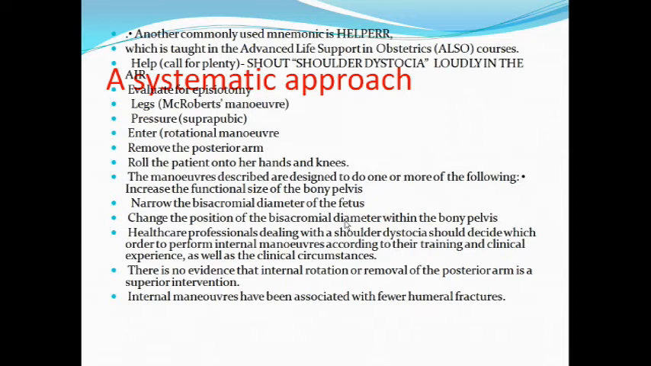E for evaluate the episiotomy. See if it is able to liberally extend the episiotomy to deliver the baby. Then if that does not happen, what will you do? You will do McRoberts maneuver. What is McRoberts maneuver?